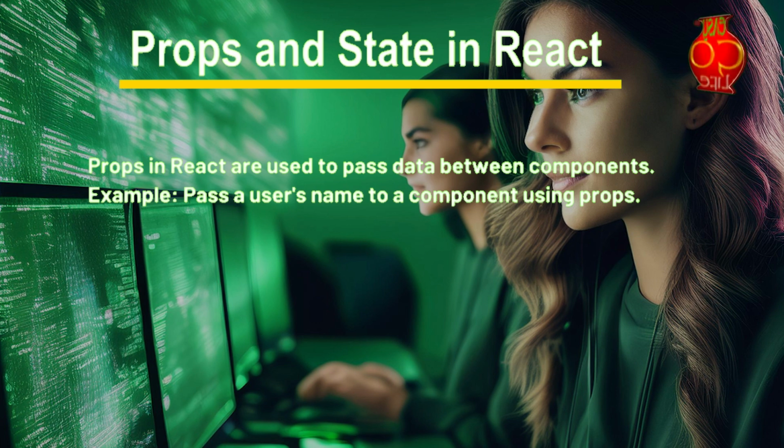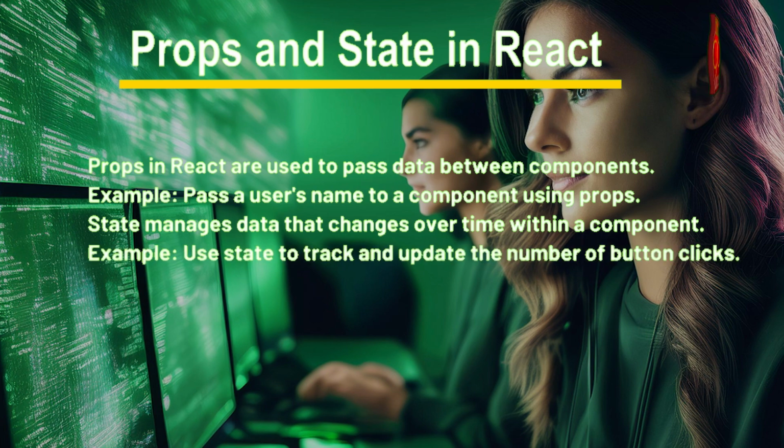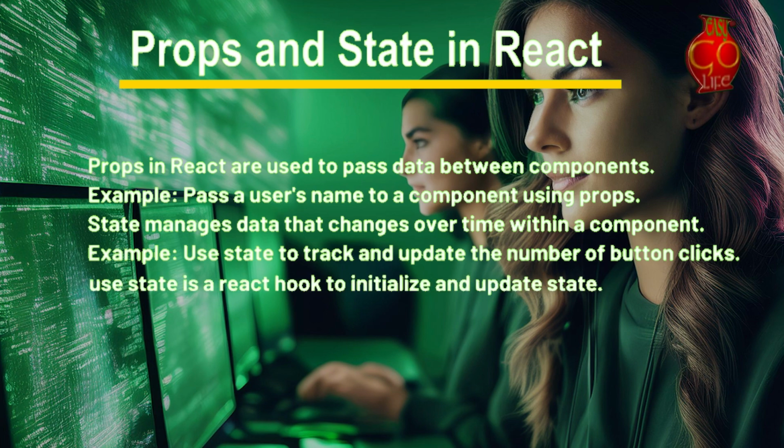State. State is used to keep track of data that changes over time within a component. For example, if you want a button to keep track of how many times it's clicked, you use state. Here, useState is a React hook that initializes the count to 0 and updates it each time the button is clicked.